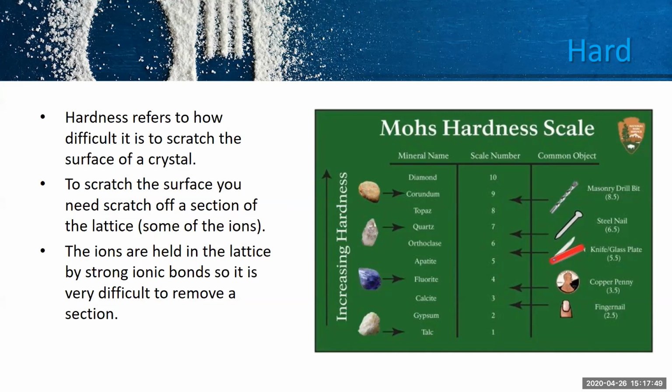And if you want to put a scratch on the surface of a crystal, what you're actually doing at the atomic level is ripping off a little bit of that lattice. So you're ripping off some of the ions, and that's how you would make a scratch in the lattice. And remember, the ions are held in that lattice by those very strong ionic bonds. So it's going to be very, very difficult to rip a section off and make a scratch on it. So that's why ionic compounds are hard.